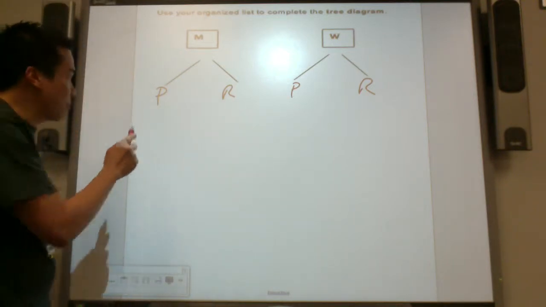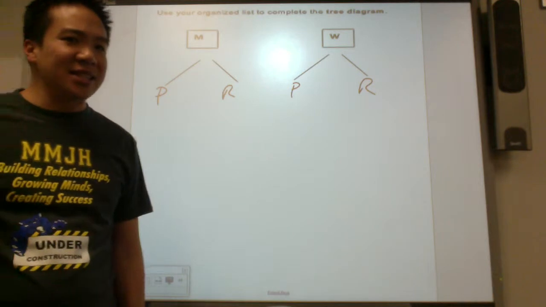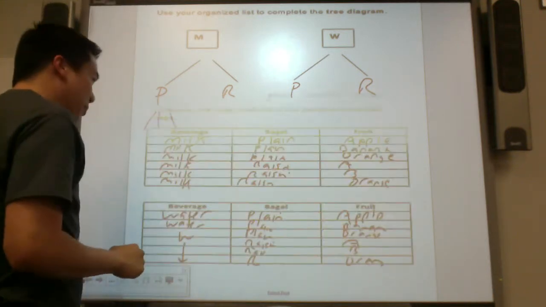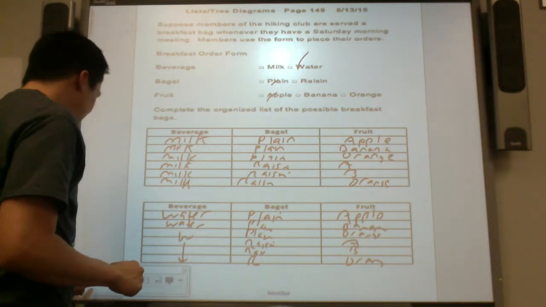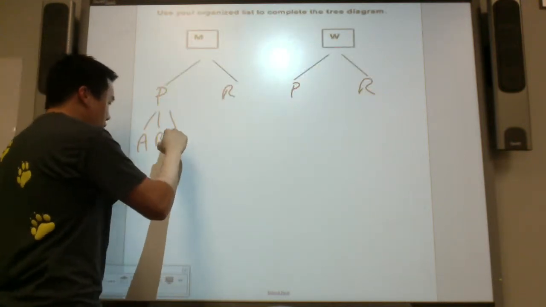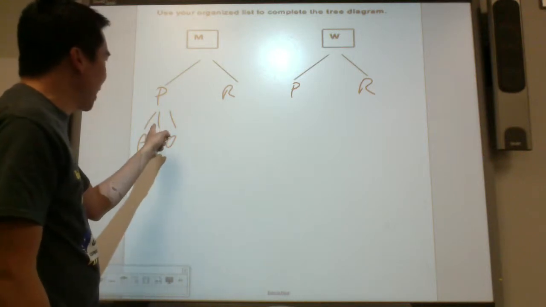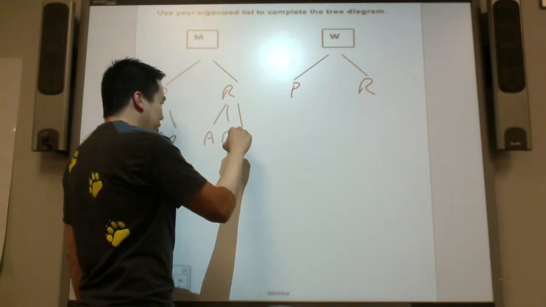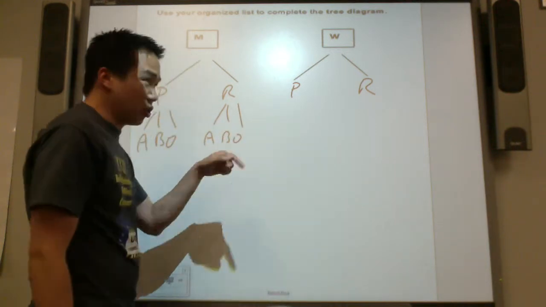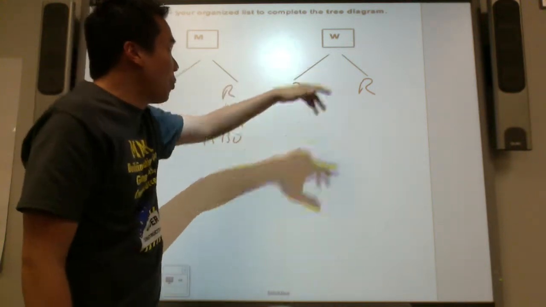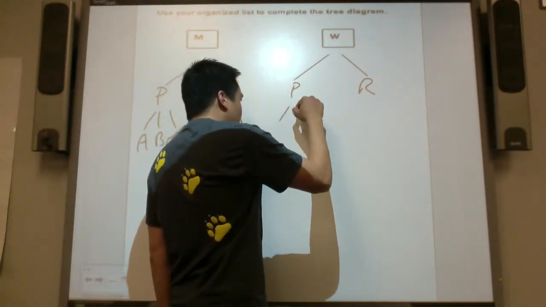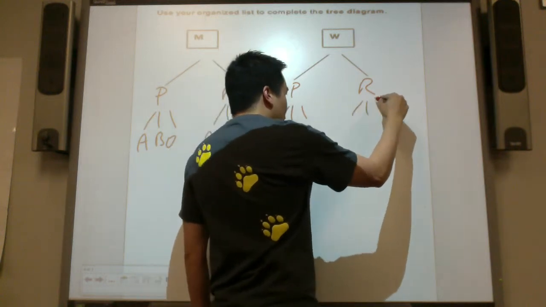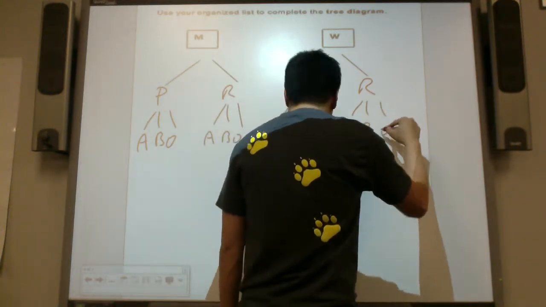After I order my plain bagel, how many different choices of fruits are available to me? Three of them: apple, banana, orange. But what if I do not choose the plain bagel and I choose a raisin bagel? The choices of fruit are apple, banana, orange. What if I do not like milk? I'd rather choose water with a plain bagel. My choices of fruit are apple, banana, orange. And then with raisin bagels, apple, banana, orange.